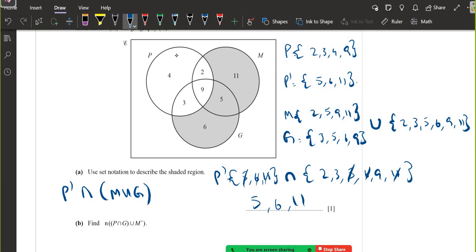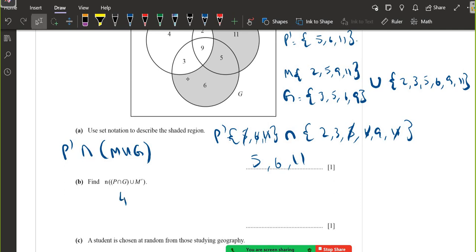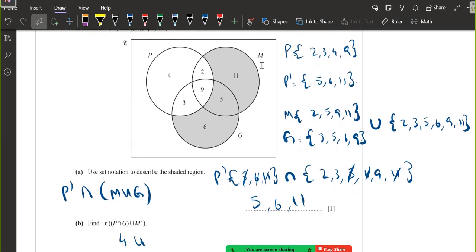P intersection G, we have 1, 2, 3, 4. These 4 are common. Union M complement. M complement means all the numbers besides M. So M complement is going to be 1, and for M complement it is going to be 4.